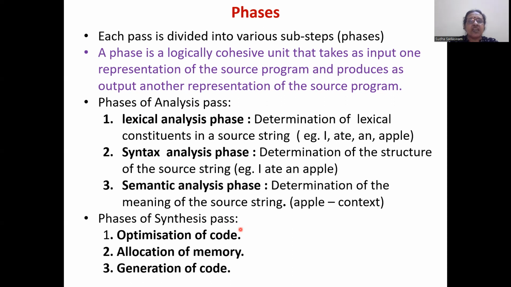The second pass of the compiler is the synthesis pass. It basically aims at generating the target code which can be understood by the machine. So the intermediate code generated as output from the analysis pass undergoes optimization in order to reduce the space and to improve on the speed. Then code generation occurs. So all these three phases are grouped together into the synthesis pass of the compiler.